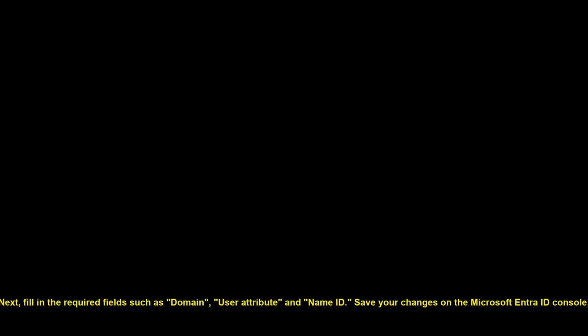Return to the Microsoft Entra ID portal and paste the SAML endpoint under the Sign-On URL field. Upload the certificate to the appropriate field in Microsoft Entra ID. You should also provide a unique identifier, typically using your Zoom account domain. Next, fill in the required fields such as domain, user attribute, and name ID. Save your changes on the Microsoft Entra ID.